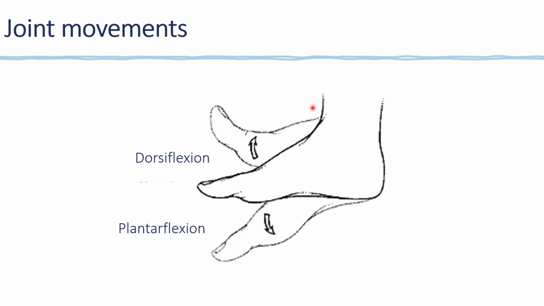And then plantar flexion is this joint action still occurring about that transverse axis at the ankle, but it causes the opposite movement of the foot in the sagittal plane. So your foot moves downwards away from your legs. So when you stand on your tippy toes, you're plantar flexing at your ankles.